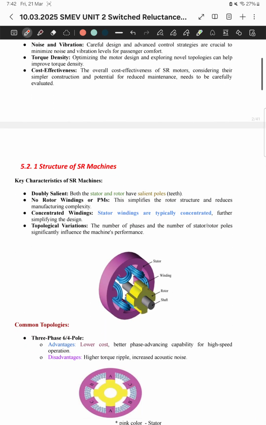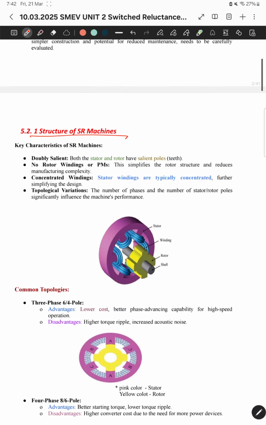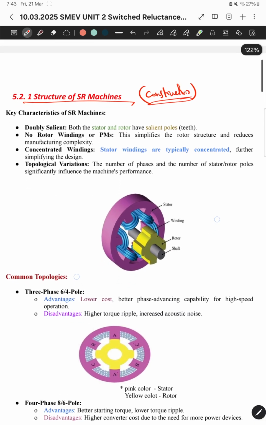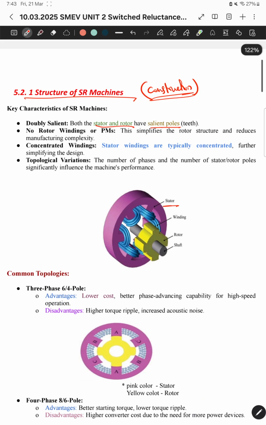We'll actually get into this in detail in the unit, that is the structure of the switched reluctance motor. Coming to the structure means its construction. It has a doubly salient type of construction. That means both the stator as well as the rotor have salient poles. You can see the diagram here. The yellow one is the rotor and the pink one is the stator.